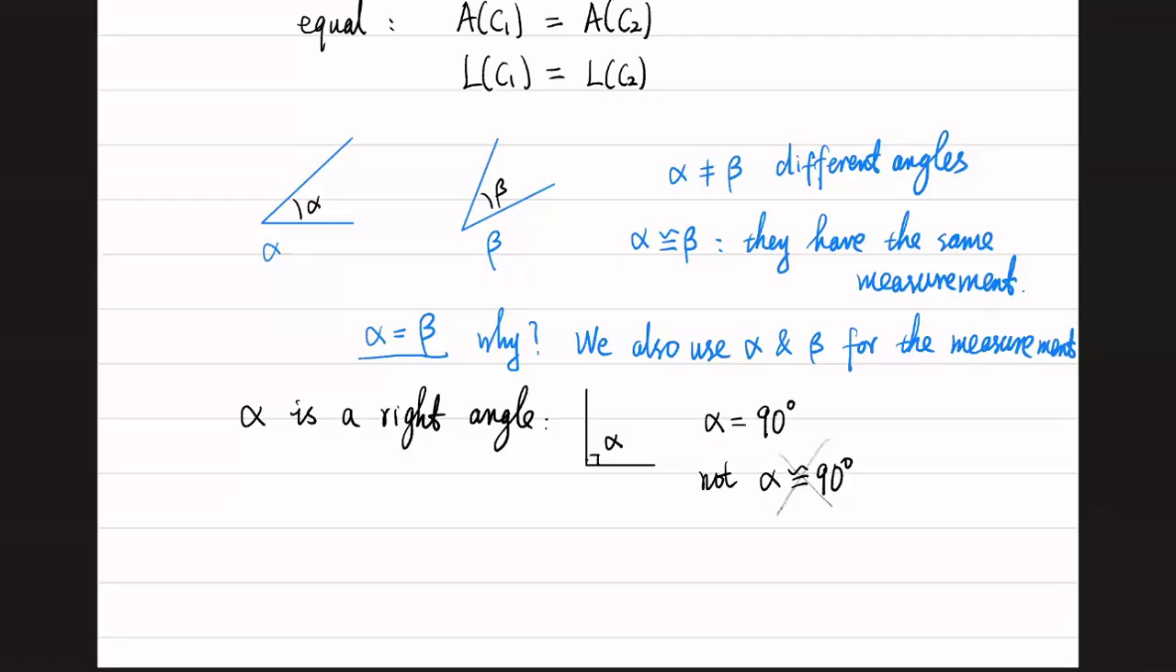Aaron, does this answer your question? Congruent and equal? Yeah. Okay, kind of. Still, sometimes when you say this, do we mean the angle or the measurement? So sometimes there's some ambiguity, but we should be able to figure it out.